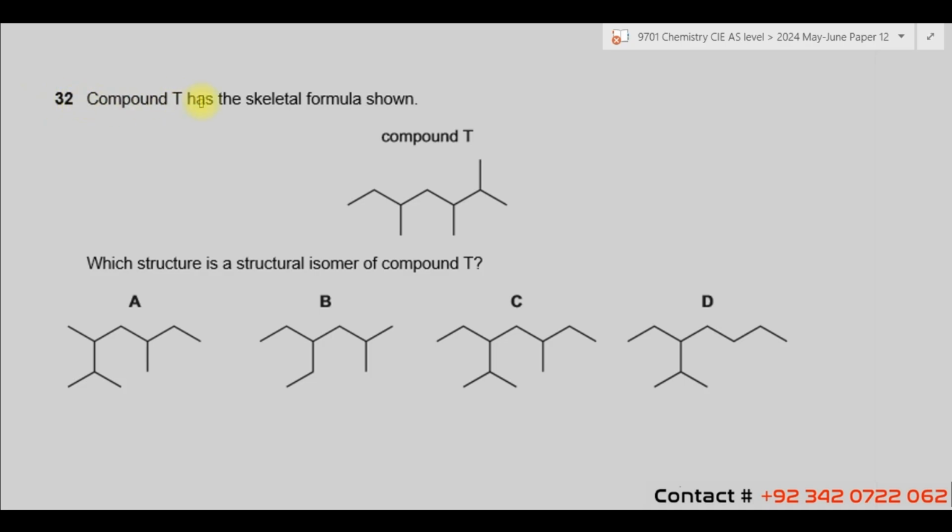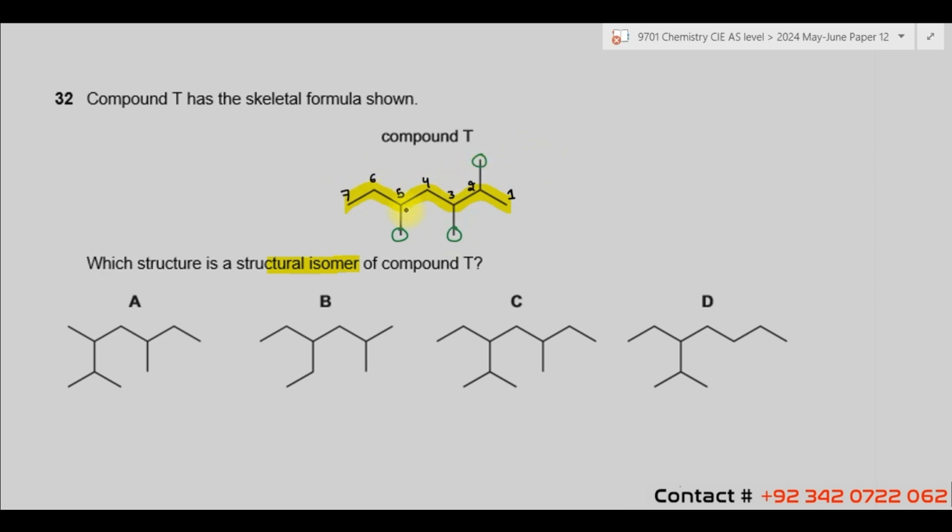Question 32. Compound T has skeletal formula shown. Which structure is structural isomer of compound T? So we have to look for something that has same molecular formula but different structure. Alright, let's see. So we have the long chain. Rest are the substituents. This one is nearer to the corner, so let's start numbering from this end. We have 1, 2, 3, 4, 5, 6, 7 carbons in total.